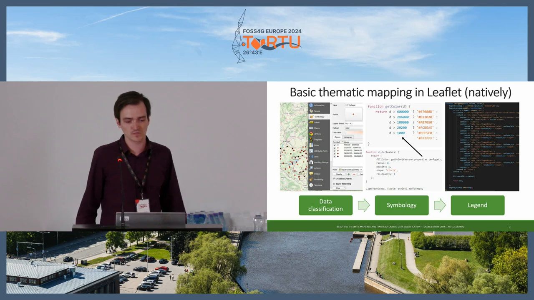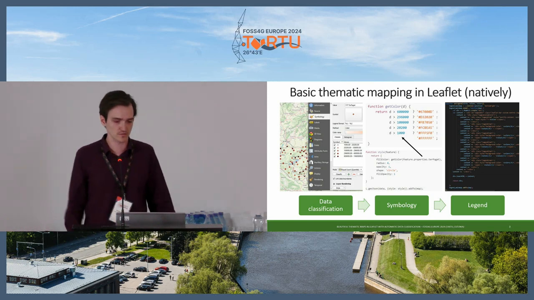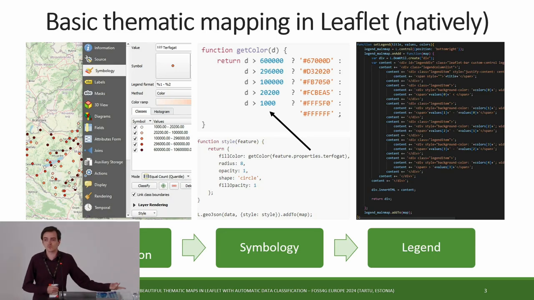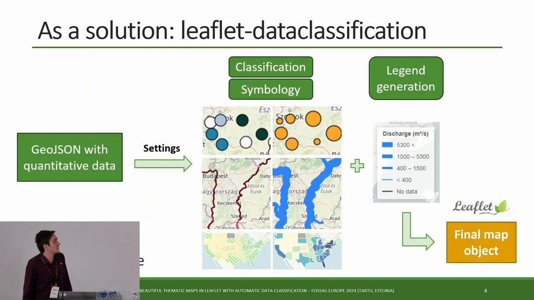So what do we do currently in Leaflet if we want to create a thematic map? Of course, we have to classify the data somehow. Maybe we launch QGIS or some other software and classify our data. We also have to do the symbology beforehand. So we have the classes, the exact values, and the symbology for them. And we also have to have a legend for the interactive web map, so we have to code some HTML and CSS to have a good-looking legend.